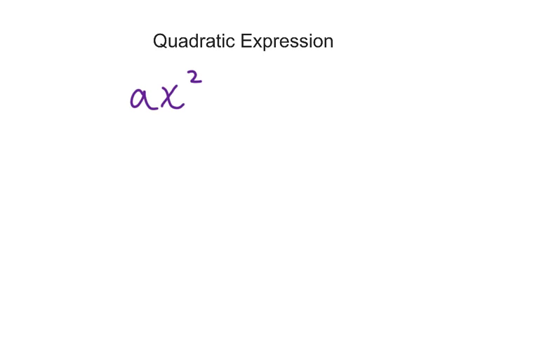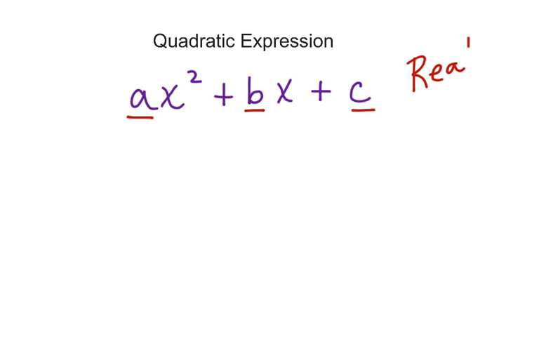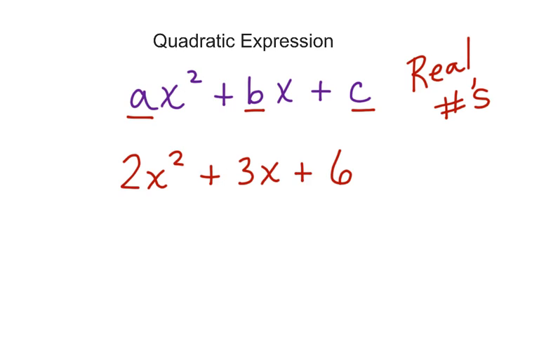ax squared plus bx plus c, where a, b, and c are all real numbers. So if you think about this, we can say that 2x squared plus 3x plus 6 is a quadratic expression. We can also say that x squared minus 5x minus 8 is also a quadratic expression.